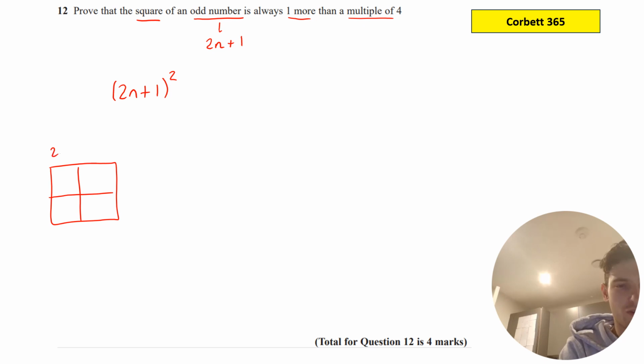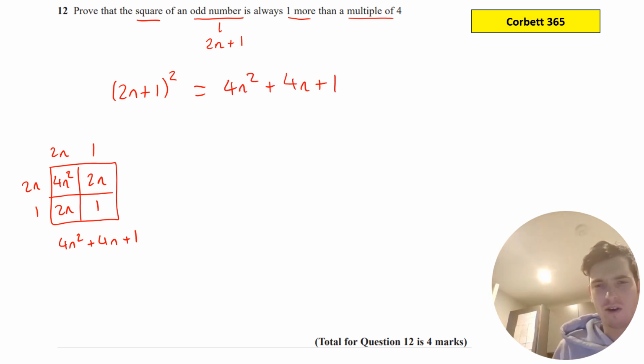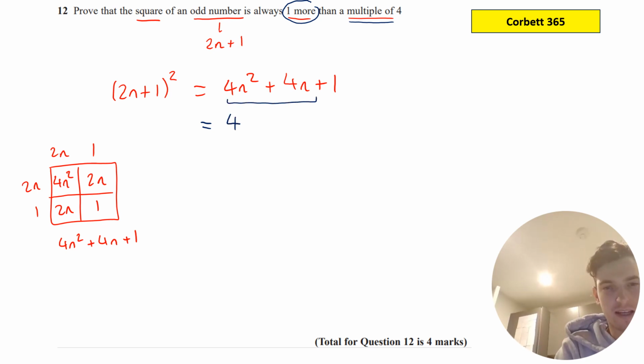Let's draw a box for this. 2n plus 1, 2n plus 1. 4n squared plus 4n plus 1. Okay, 1 more than a multiple of 4. So if it says 1 more than, or 1 less than, or 3 more than, you're always going to try to put this multiple of 4 inside a bracket and then see if I get this one left over. So if I just have a look at these two terms, I can take out the 4, close my brackets, and then add 1.